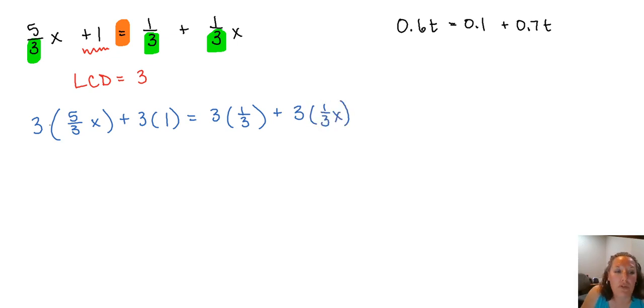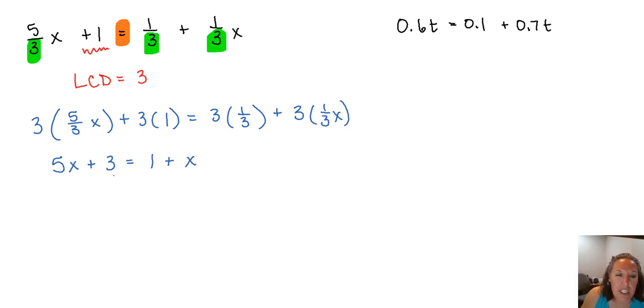We'll get rid of all of those fractions because 3 times 5/3, those 3's are going to divide out and we'll be left with just that numerator of 5 times our x. And then we'll get 3 times 1 is 3. And then 3 times 1/3 is 1. And 3 times 1/3 x is going to be 1x, or just x. And then now we have a linear equation that we're a little more used to.